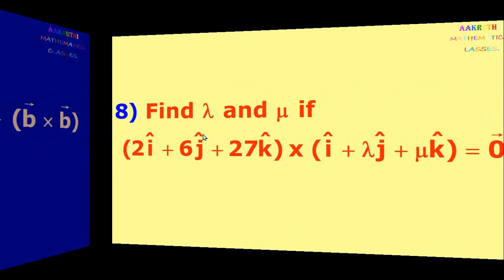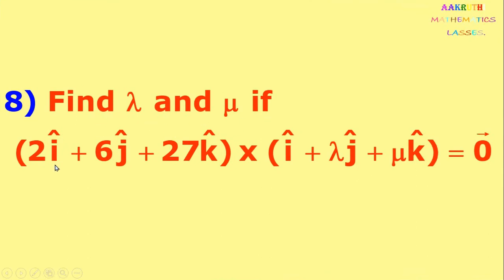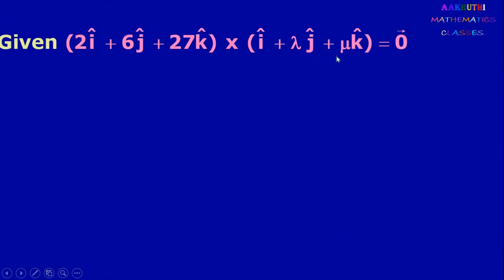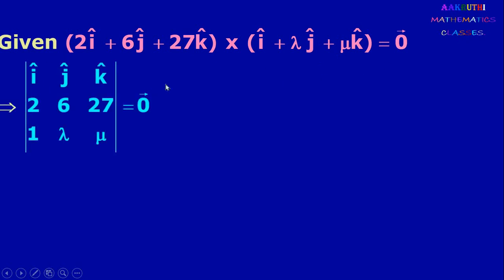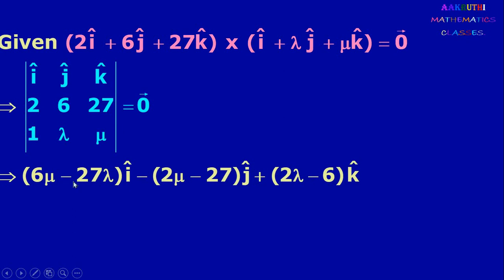So next question: find lambda and mu if 2i plus 6j plus 27k cross i plus lambda j plus mu k equals 0 vector. Here given that the cross product is 0 vector, using this we have to find lambda and mu values. So we can write determinant of ijk, 2 6 27, and 1 lambda mu equal to 0 vector. When we expand this, we get (6 mu minus 27 lambda) i minus (2 mu minus 27) j plus (2 lambda minus 6) k, and 0 vector can be written as 0i plus 0j plus 0k.